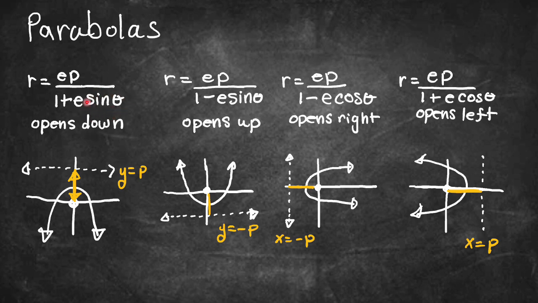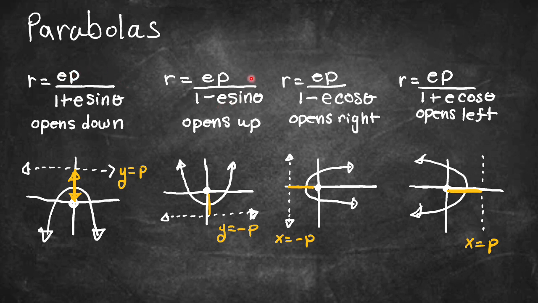When we have sine in the denominator with a plus, that means we're going to have a parabola that opens down. The focus is going to be at the origin or at the pole. And then p tells us the difference between the focus and the directrix. So if this is the focus here at the pole, then it's going to come out to y equals p, whatever that p is here that we determine.